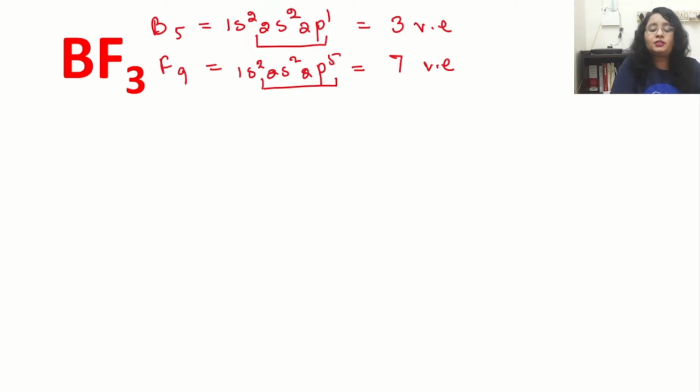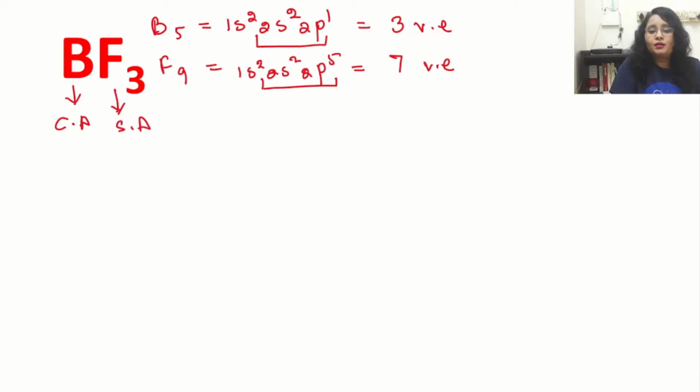So here in the case of BF3, we know that fluorine is highly electronegative. That means boron is least electronegative. The other thing, fluorine is 3 in number and boron is 1 in number, that is least in number. So in both cases, boron will be the central atom and fluorine will be the surrounding atom.